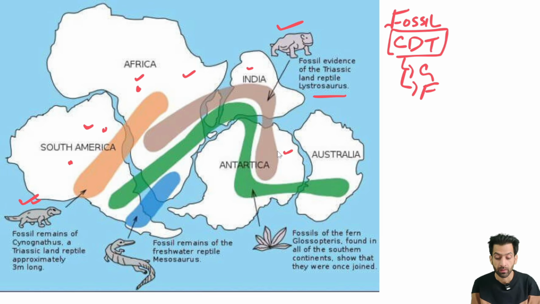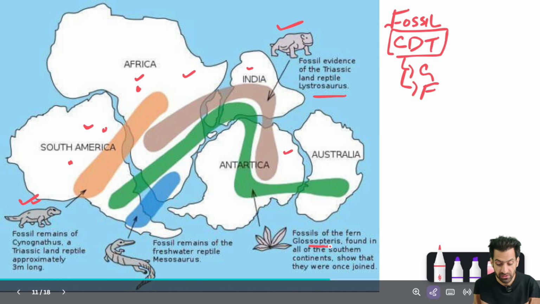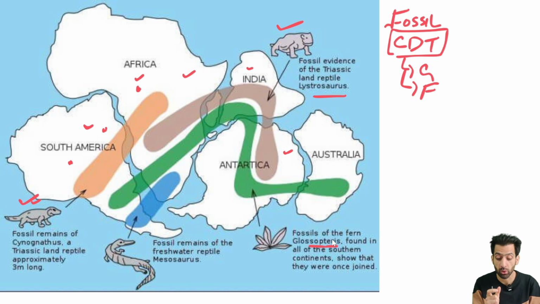Now, coming to another fossil. Now, these were the animals. Let's talk of a floral evidence, that is Glossopteris. This is also mentioned in your NCERT as well. So you should know this name, Glossopteris. This is located in South America, Africa, Antarctica, India and Australia.